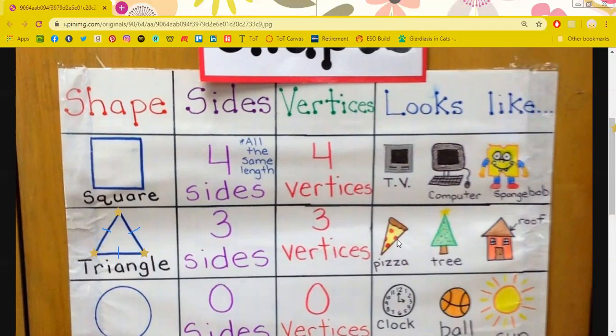You might be picturing some pizza, a Christmas tree, maybe the roof of your house, maybe a piece of cake. Who knows? But see if you can think in your brain of some things that are shaped like triangles.